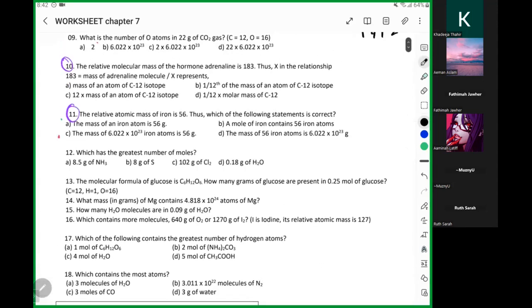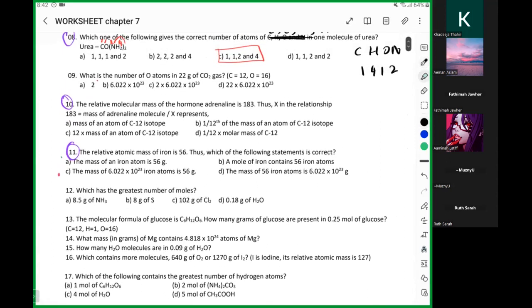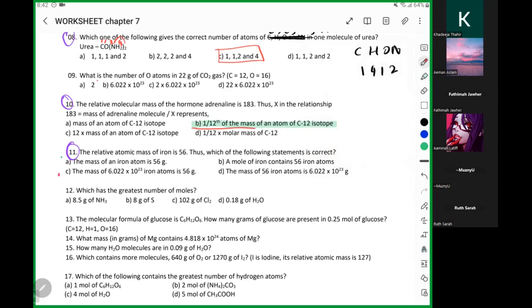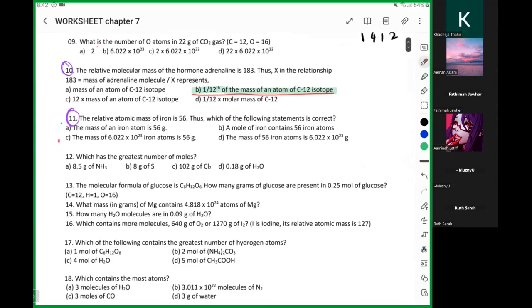So you're saying the answer is B. Yeah, and B is correct. B is the answer: 1/12 into the mass of an atom of carbon 12 isotope. A, mass of an atom, is wrong. 12 into mass, no, it should be 1/12. 1/12 into molar mass, that's also wrong. We'll come to what is molar mass soon. So answer is B. Good. Next one, 11th one.